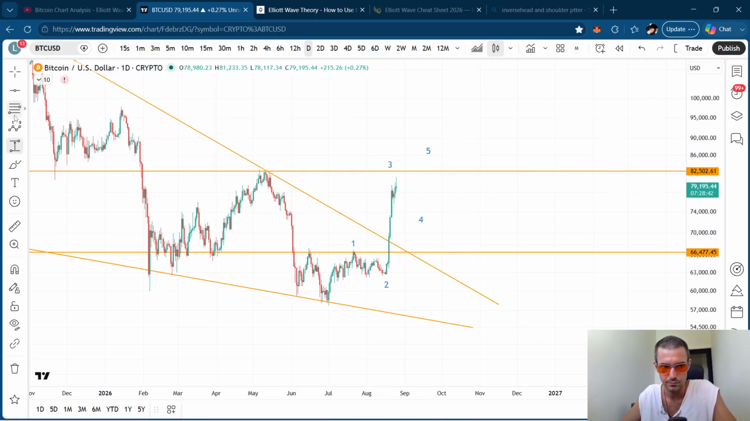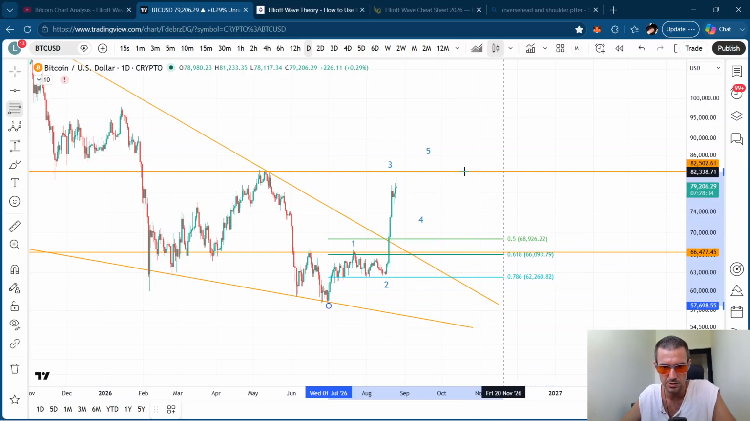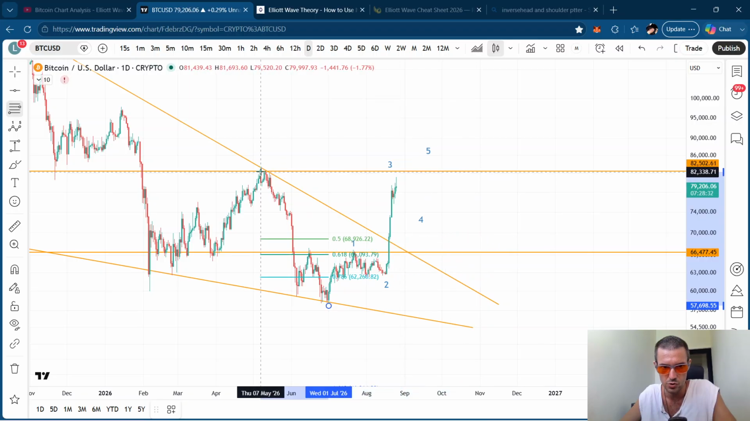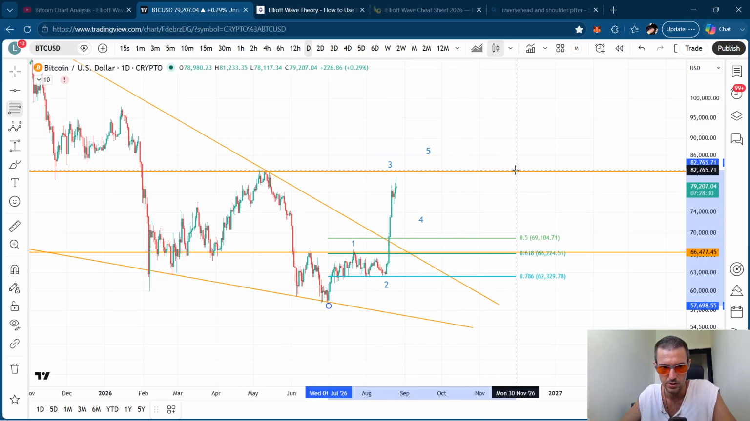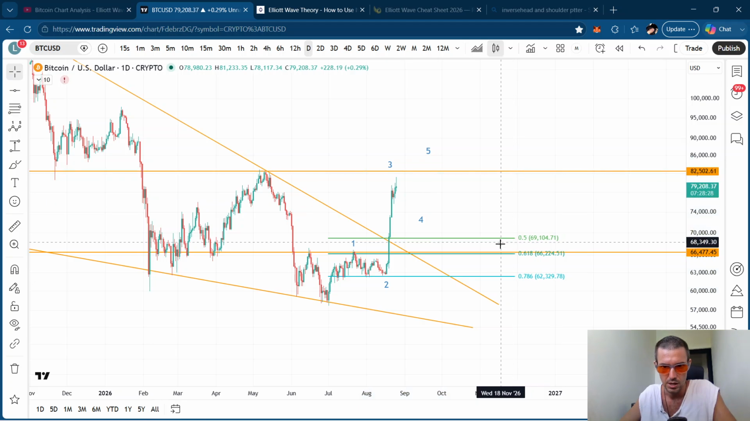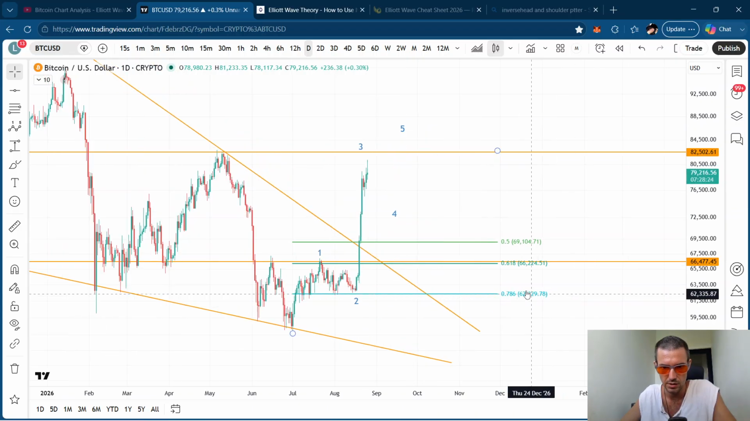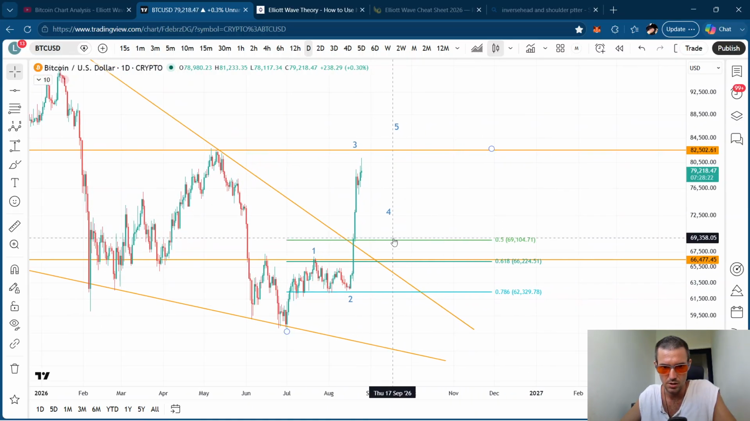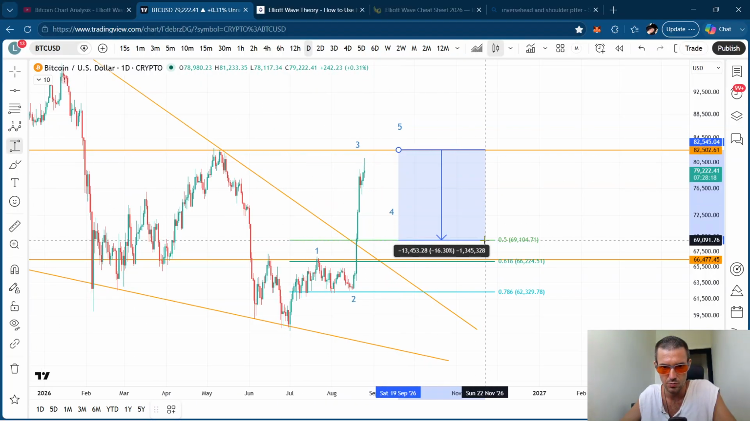So in this case, we're looking at the same thing, same measurement, from the start of the impulsive wave to where it's likely to top out in wave 5, which would be at the prior high, if we're assuming it's going to do what it did before. And the 0.5 fib takes us down all the way to 69. Okay, so that's quite the distance, right? If we measure from this top area here all the way down to 0.5, that's 16% down.